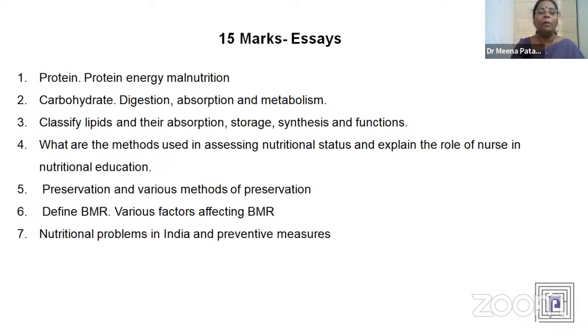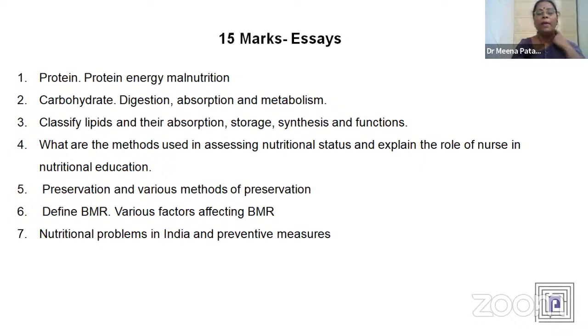Then what are the methods used in assessing nutritional status? Again, what we call an introduction or a preamble, then actually the methods and the role of the nurse. And in the methods, you talk about A, B, C, D in detail. That is 15 marks you have to get. So you just can't expect to write all in one or two sides of a paper and expect 15 marks. But please do justification.